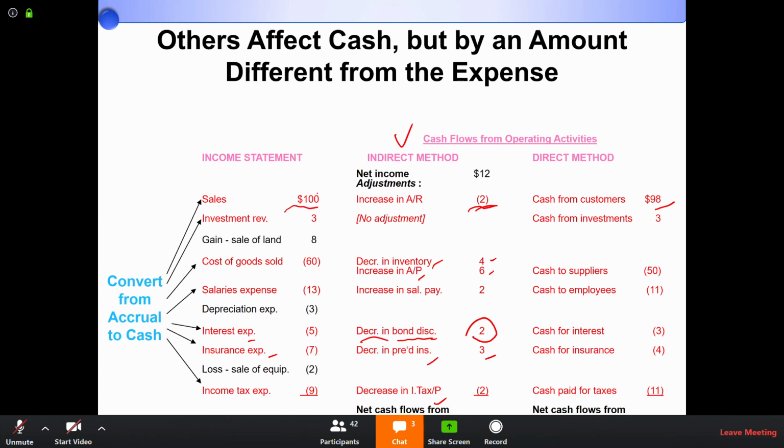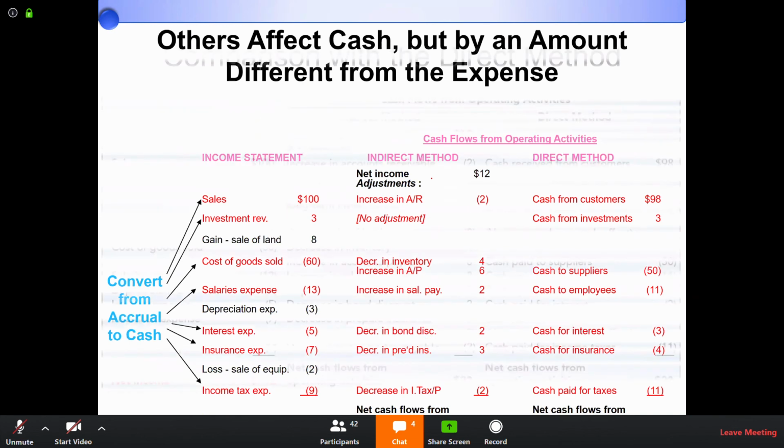What do you see here? The indirect method sits between the accrual-based accounting, which is the income statement, and the direct method, which is the cash-based accounting. So the indirect method is just trying to explain the difference between accrual-based accounting and cash-based accounting. That makes sense, everyone?